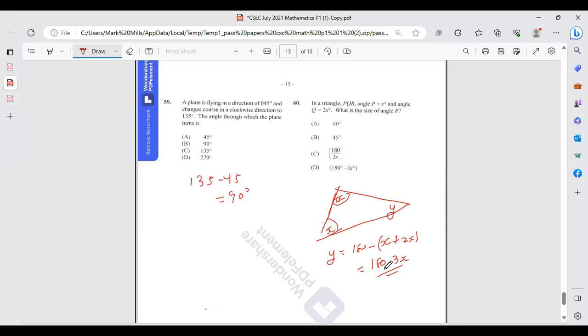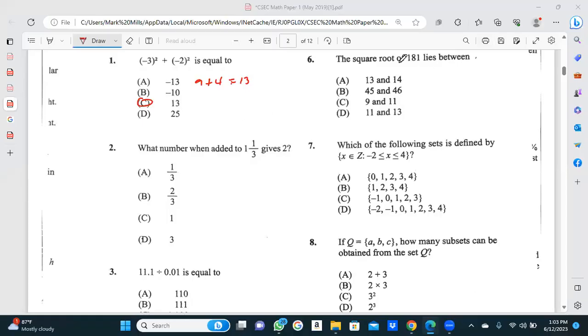But guess what? Hold on. 2/3. So 9 plus 4 gives me 13, right? For number 1, 2010 now. What number when added to 1/3 gives me 2? What will I do? 2 over 1 minus 4/3, right? So the LCM would have been 3. So this will be 6 minus 4 over 3, so that gives me 2/3. So that's B.